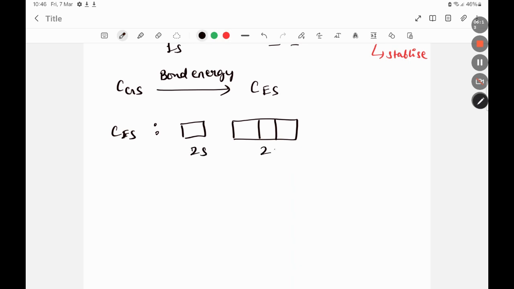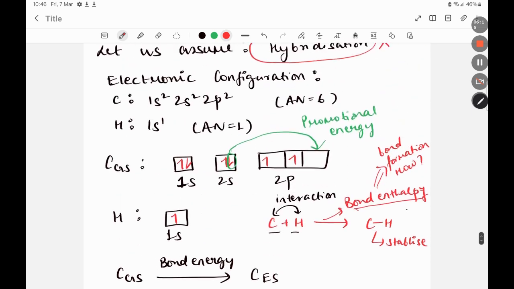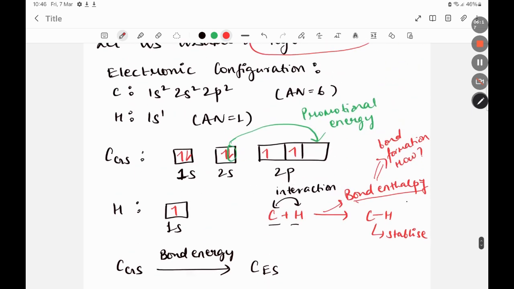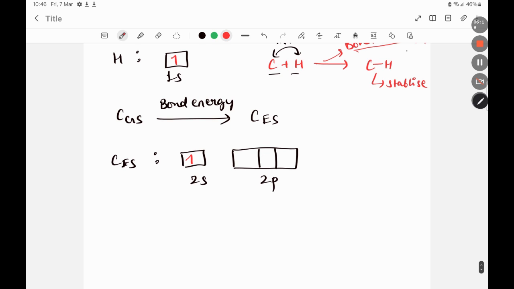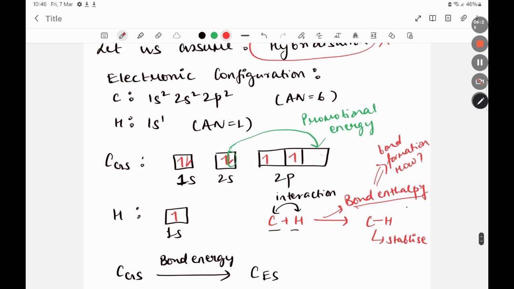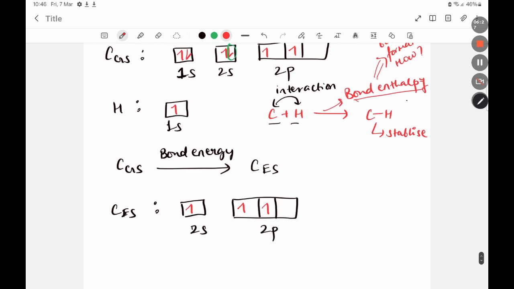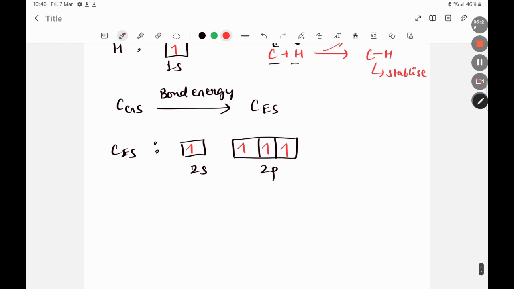So this is 2s and this is 2p, and since one electron jumped from 2s to 2p, 2s will only have one electron and 2p will have one. This will also have one, and this atomic orbital, obviously it was vacant over here in the ground state, but in the excited state it is singly occupied. Now we can clearly see that 2s is also half filled and 2p is also half filled, and this is extremely stable.